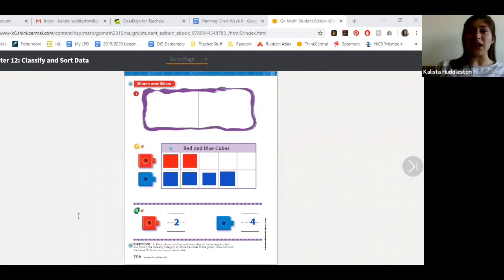Remember, we sorted by color, but you could do this for other things too. You can graph from different shapes or from different sizes, just like we learned to sort all that data. You can graph any kind of data that you can sort.